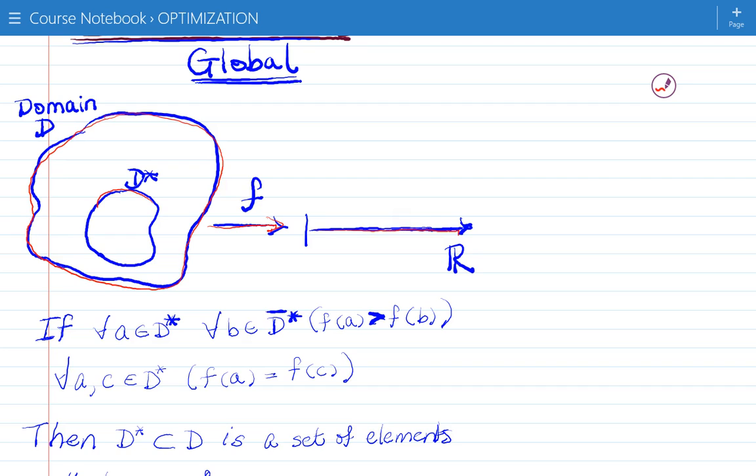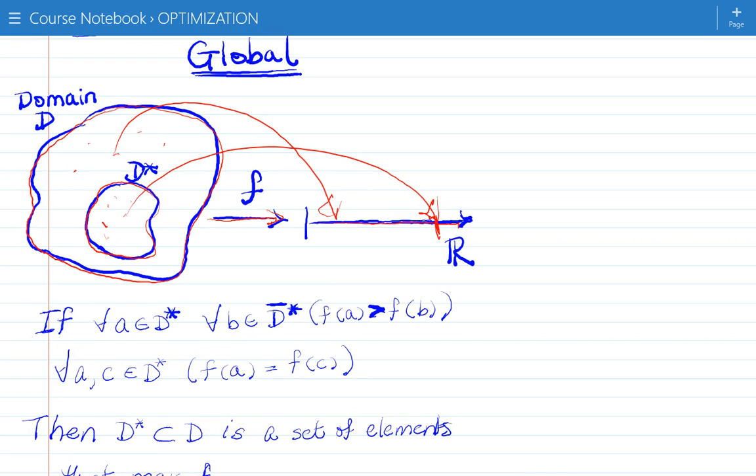That would be some subset, let's say D star, in which all of the points in D star map over to a particular value that is the largest. Any other point that is not in D star will map over to a value that's less than those in D star. From this perspective, we would have a global optimum, and it would be the set D star that gives you that global optimum. Notice that there can be more than one point that gives you an optimum. If D star has only one point in it, then it is a unique global optimum.